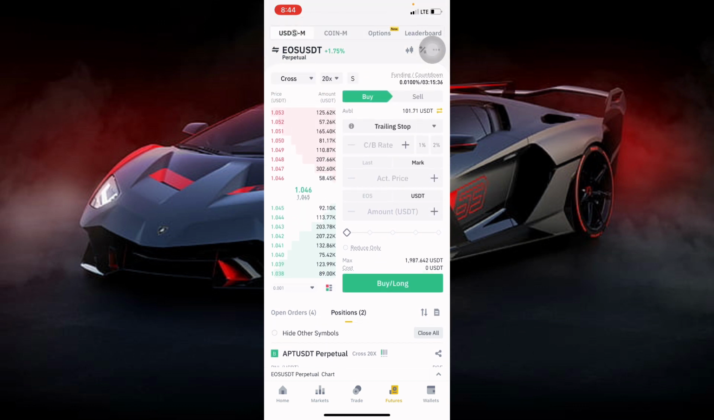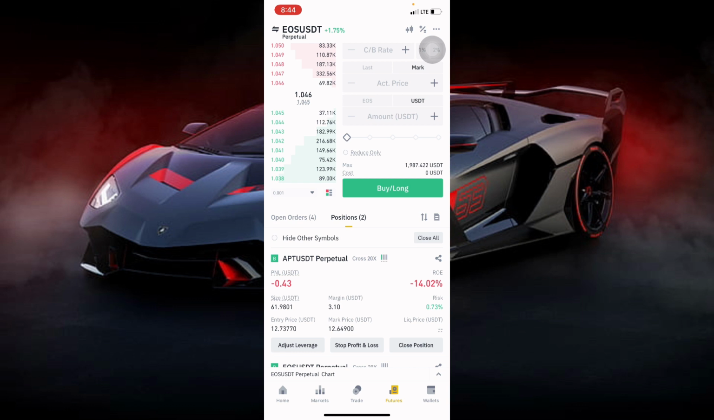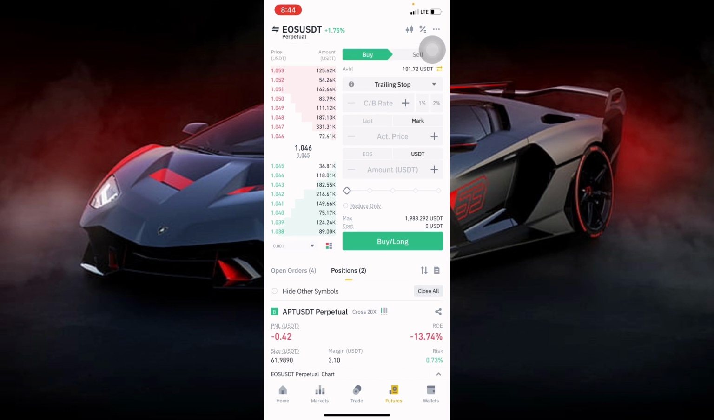So basically what I usually do is put it at 5% or 2%, depending on your risk reward ratio. So what I need to do now is leave the activation price empty. The activation price is the price that you are willing to enter the market. So just leave it empty. If you leave it empty, it is going to enter at a market execution order.